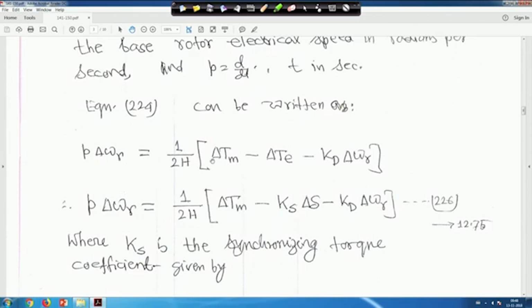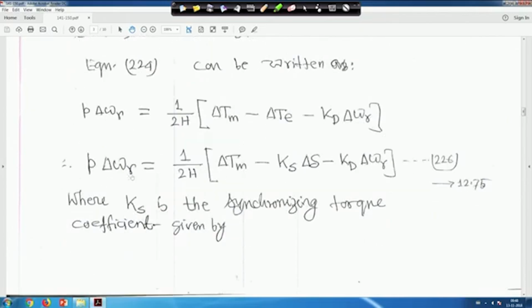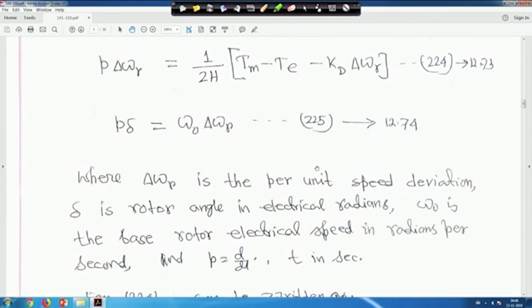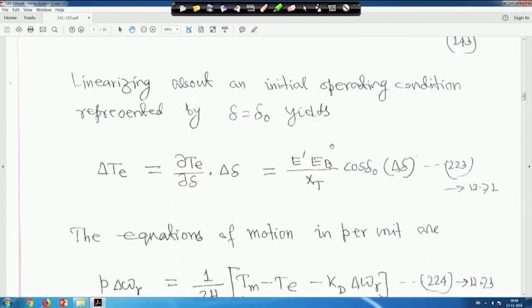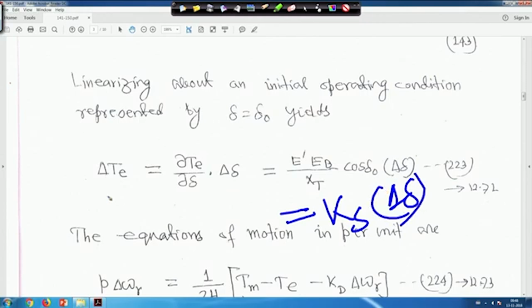Now, equation 224 can be written as P delta omega r is equal to 1 upon 2H, delta T m minus delta T e minus K d delta omega r, which I have explained already. Delta T e we are representing as K s delta delta, and this equation can be written as K s into delta delta. So, that is my delta T e, and this K s is called the synchronizing torque coefficient.